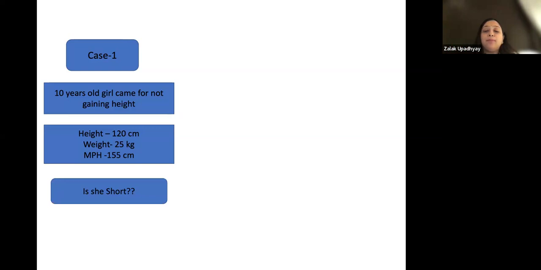So PGs, you tell me, there is a 10-year-old girl who complained of not gaining height. Her height is 120, weight is 25, MPH 155. Is she really short? Does everybody have a growth chart? If you can answer, we can be quick so that I can cover a lot of things.